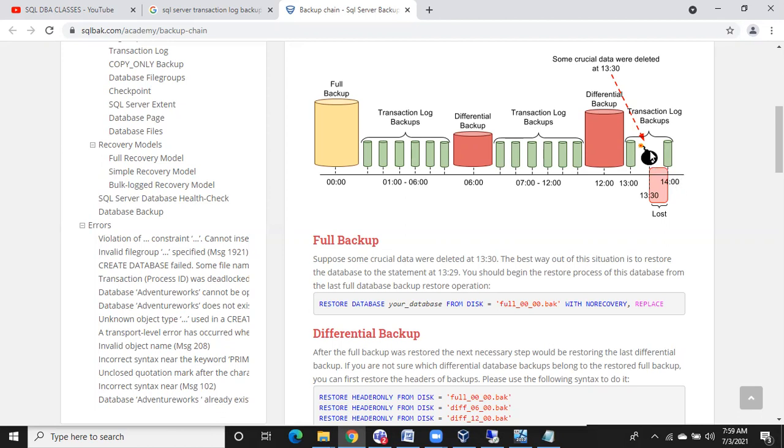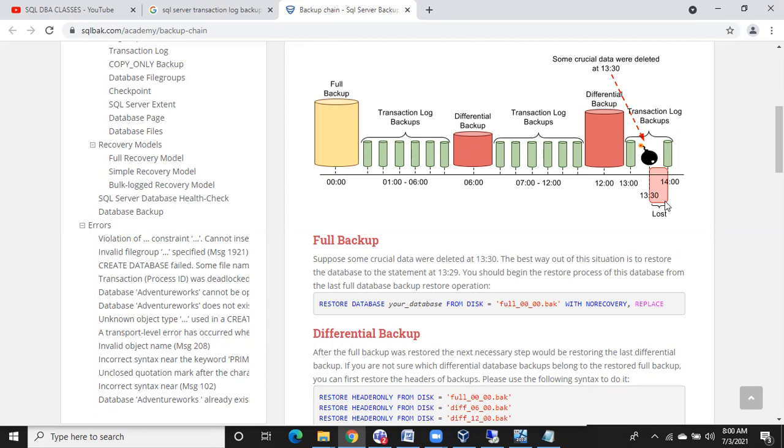In the middle, between 1:30 and 2 o'clock, around 1:32, some disaster happened. You can see this is a kind of bomb. Either a disaster happened or someone deleted some very important records. Not only for disaster, imagine someone deleted some important records between 1:30 and 2 o'clock. If the customer is asking, I need those records, how can we achieve that?